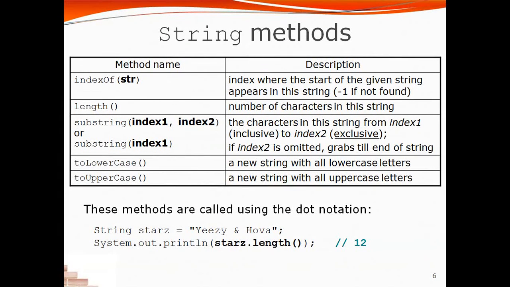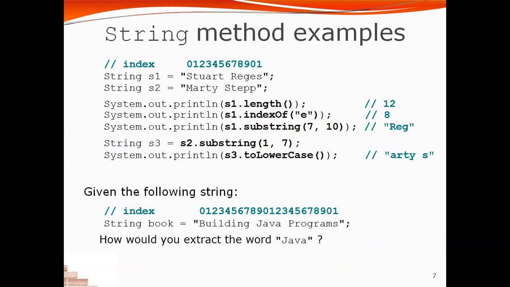That is RAT. Okay, and if suppose you don't give the index 2, then it will print till the end of the string. If you just write substring with index 1 as 0 on Ratan, it will print from R to N. Okay, it will grab till the end of the string. Similarly toLowerCase will convert all the letters into lowercase, and toUpperCase will convert all the string to uppercase letters. Okay, these are very important string functions.